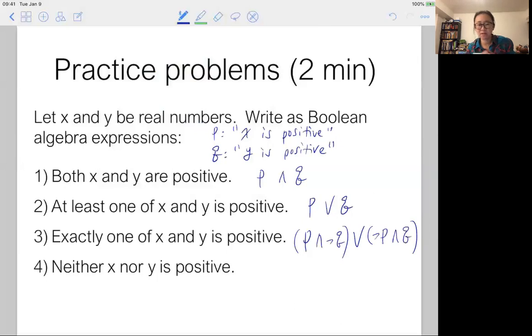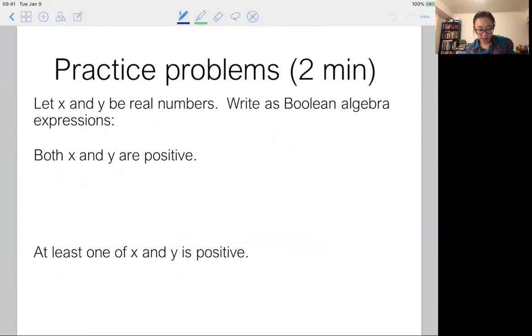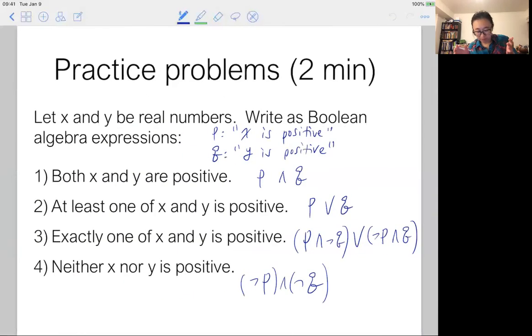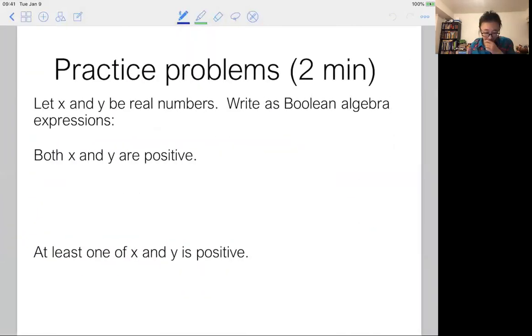The next one is neither of them is positive. So what does not positive mean? That means not P, meaning P is not positive, X is not positive, and not Q means Y is not positive. So this is going to be an AND condition between these two, okay? All right. Okay, I'm just giving more space if you want to solve it on your own.